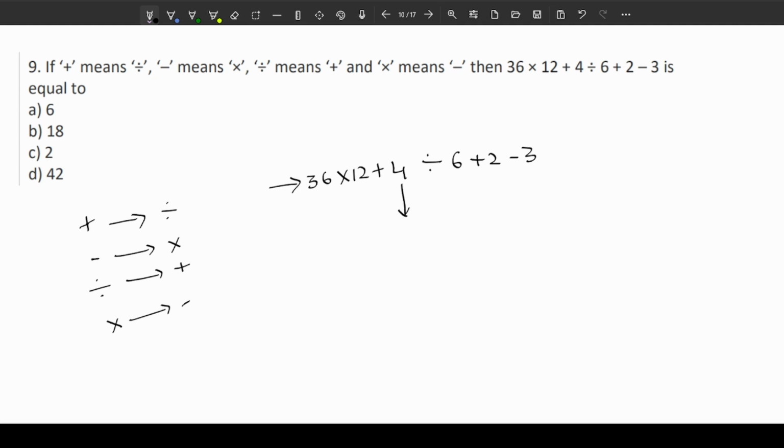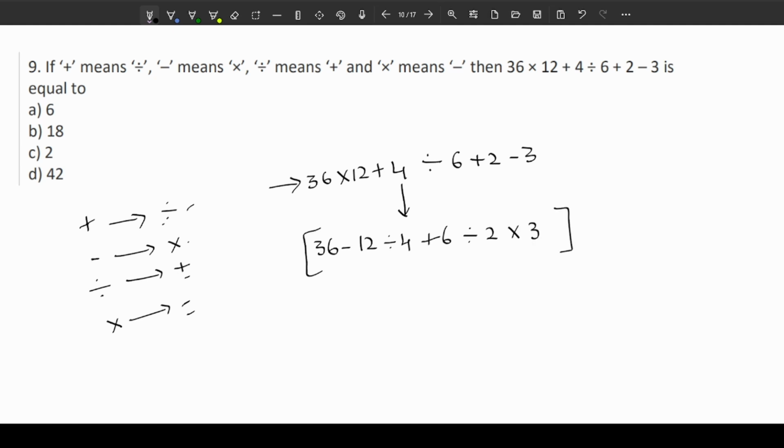So in this equation, just substitute the symbols with the ones given. Okay, now 36 into is nothing but minus. So minus 12, plus is nothing but division, which is divided by 4. Division has become plus, so plus 6. Now plus has become division, hence divided by 2, and minus has become multiplication, into 3. So simply we just need to solve this equation.